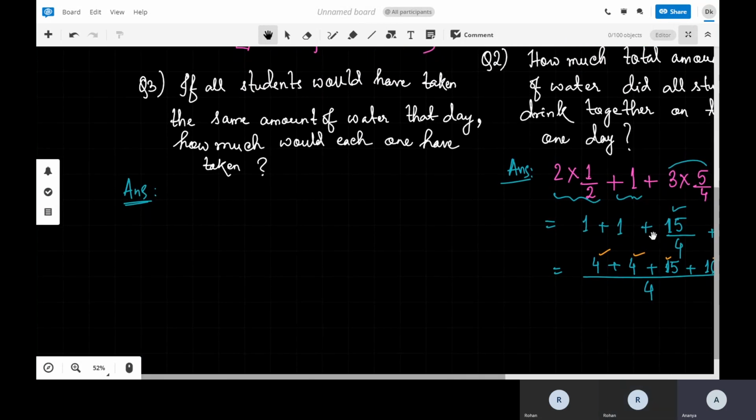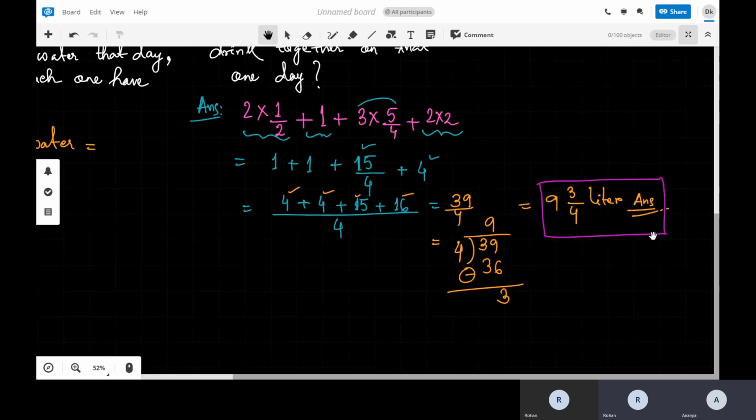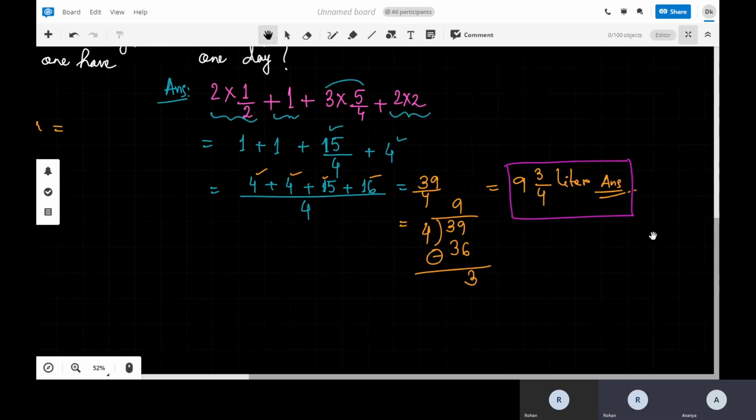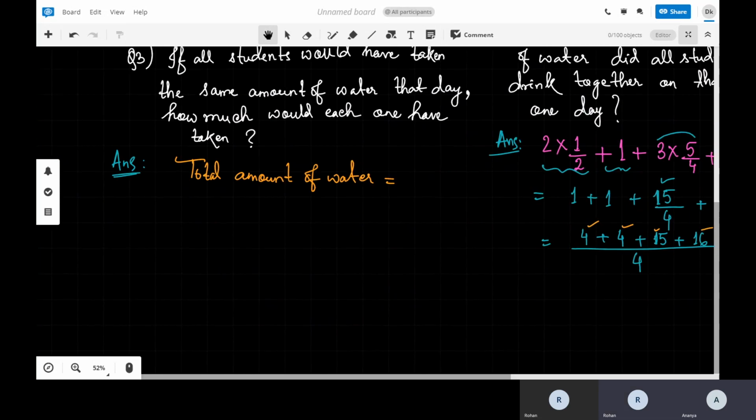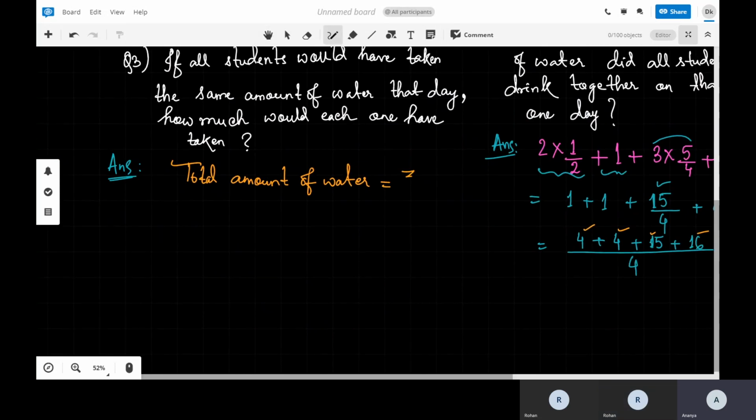Okay, but here we have to divide, right? So it's better that we keep it in the improper fraction, right? So tell me in the improper fraction, what is it? I forgot the improper fraction. Okay, it is here. Let's see. 39 over 4, right? So it was 39 over 4 liters, right? Okay, I think I can do it now.